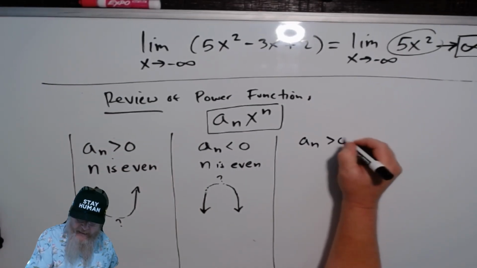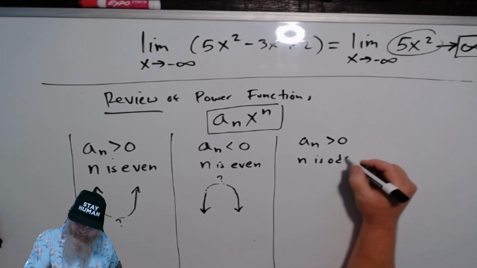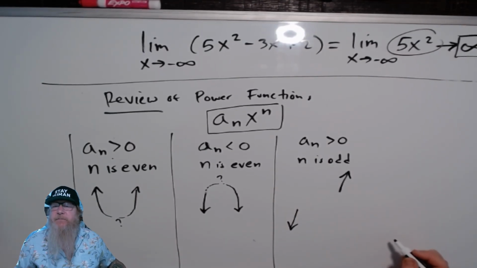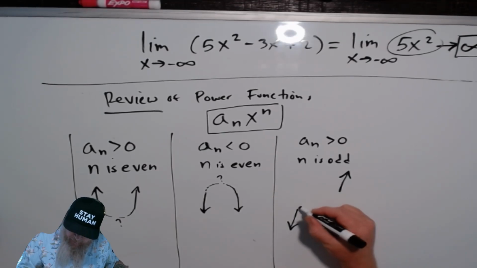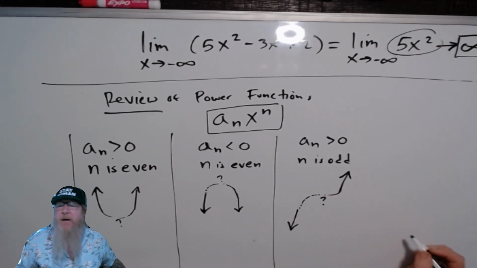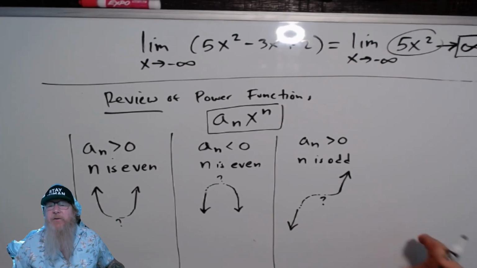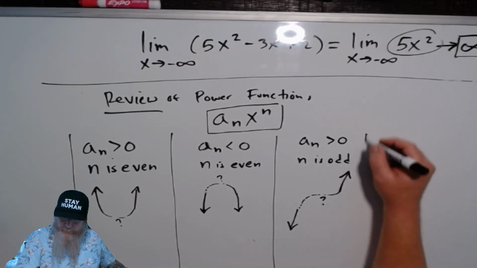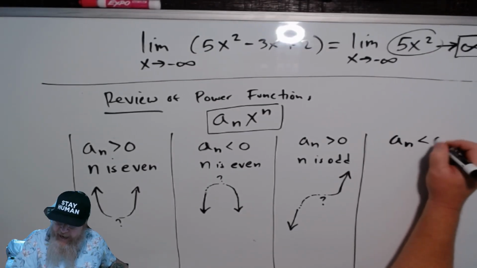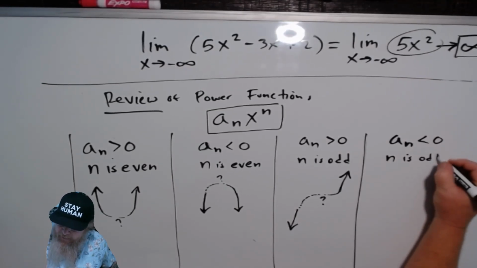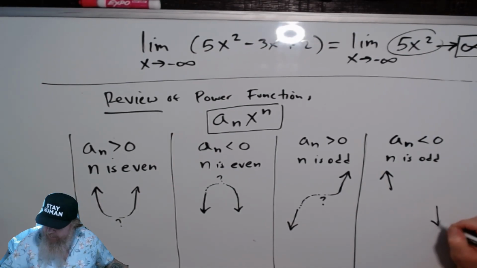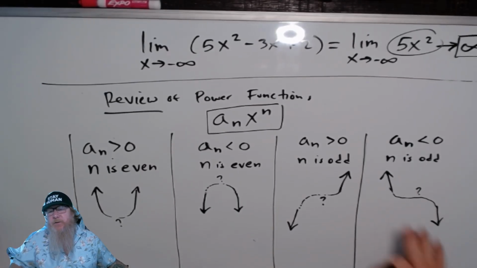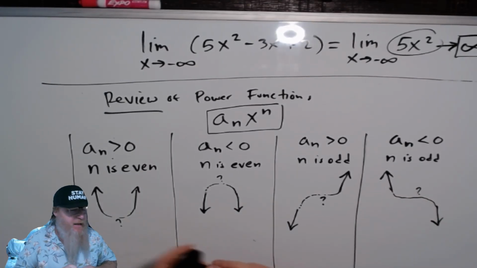If a_n is positive and n is odd, you remember this, right? The right arrow goes up, the left arrow goes down. And again, we don't really know what it looks like in the middle. It depends on the particular values that you have in your function. And the last one, if a_n is negative and n is odd, then the left arrow goes up and the right arrow goes down. Again, you don't really know what it looks like in the middle, but you do know what it looks like at infinity and at negative infinity.